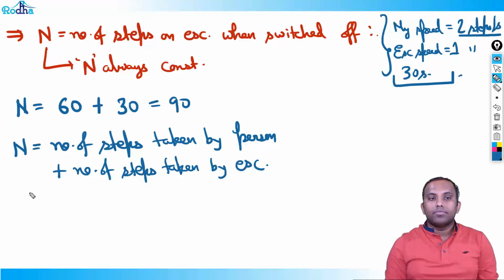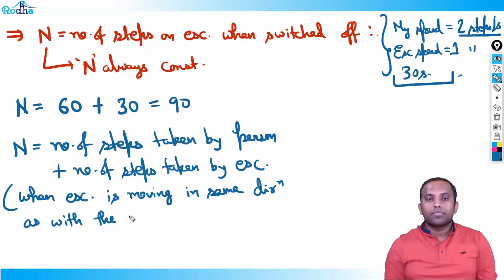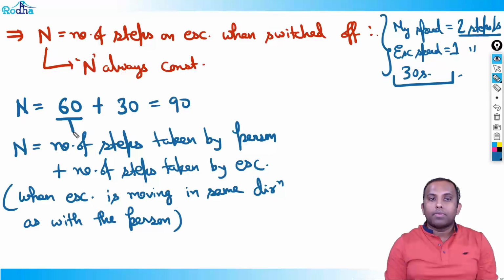I should write this case here: when the escalator is moving in the same direction as the person, the number of steps taken by the person plus the number of steps taken by the escalator. The number of steps taken by the person here is 60, because my speed is 2 steps per second, and in 30 seconds I came down. So I took 60 steps. And how many steps did the escalator take? What is the escalator speed?